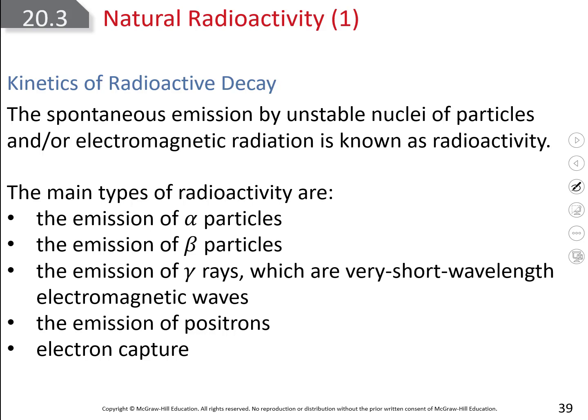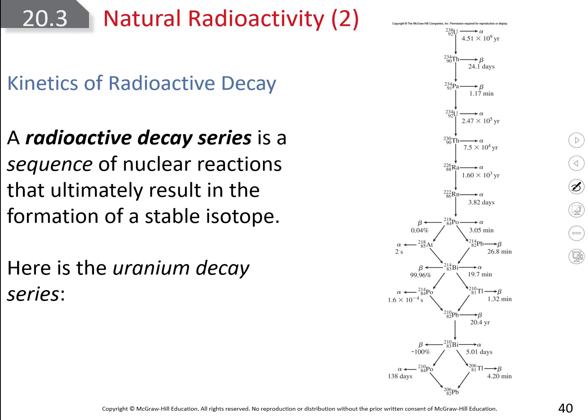So in balancing, it looks like it doesn't really change it. It just changes the stability of the nucleus without actually changing its mass or its atomic number. But these are very, very high energy compared to alpha or beta particles, radioactivity being released. Very short wavelength, and we learned in chapter 6, the shorter the wavelength, the higher the energy. The emission of positrons or electron capture. And these are all things that can occur naturally.